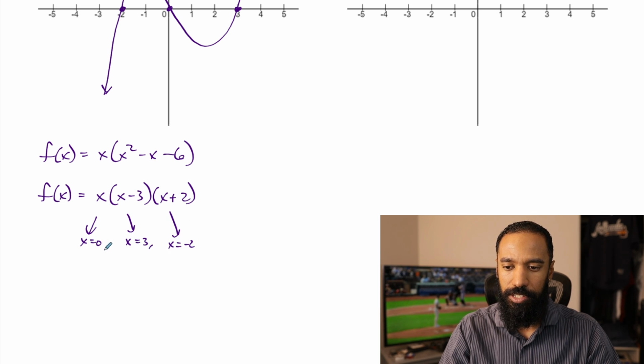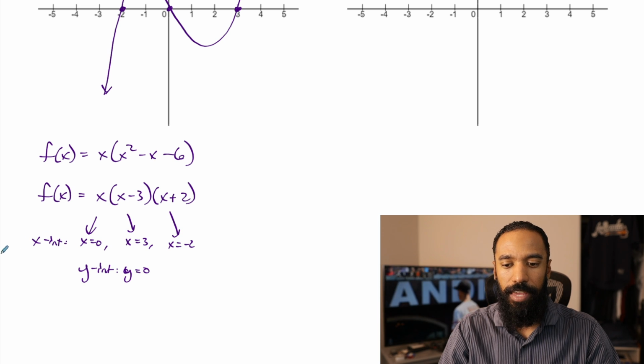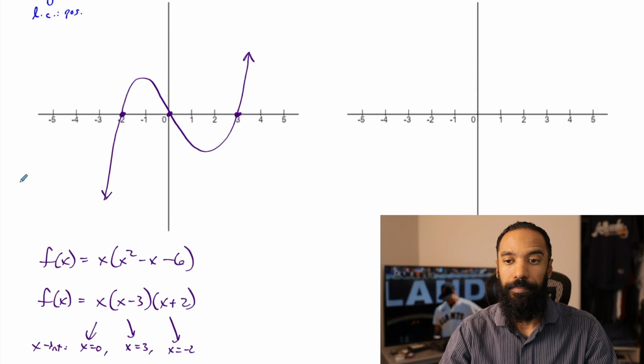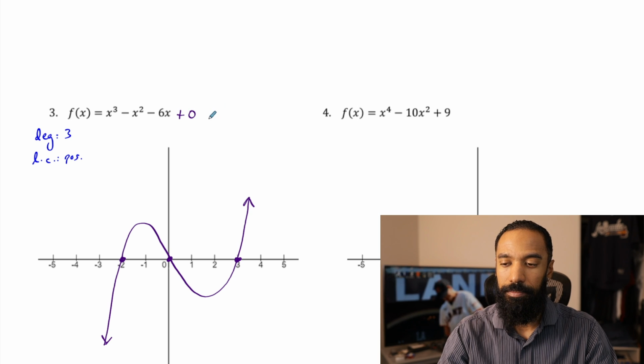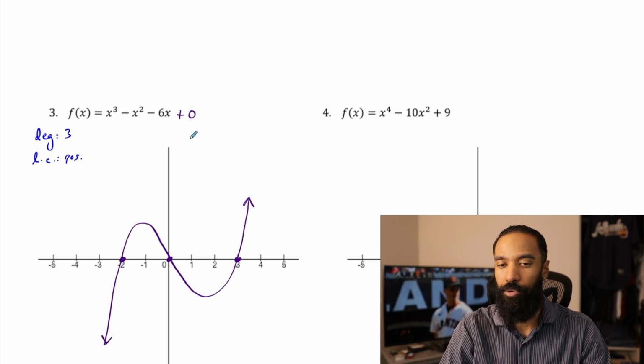No multiplicities and such. The y-intercept has been 0 the last few times here. Y equals 0, I should say. Because if the x-intercept is 0, then so is y, right? And once again, this is a plus 0 constant there. And that's where it's going to be revealed, and I'll show you on number 4.